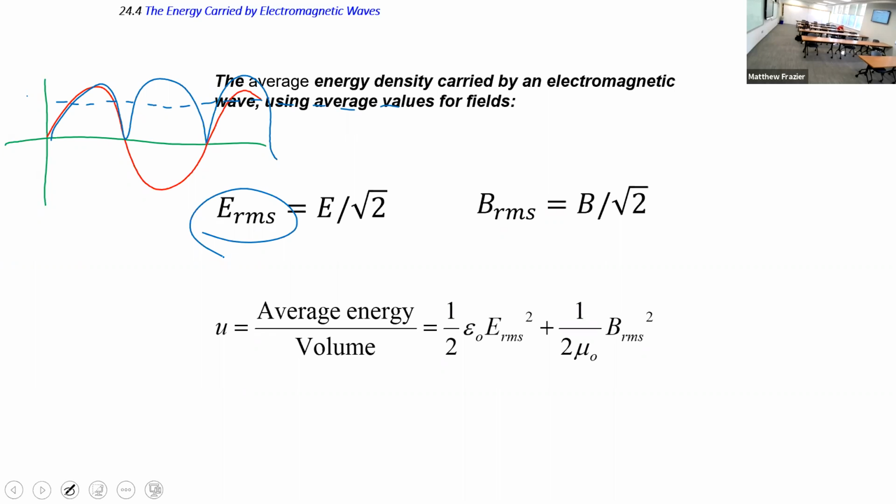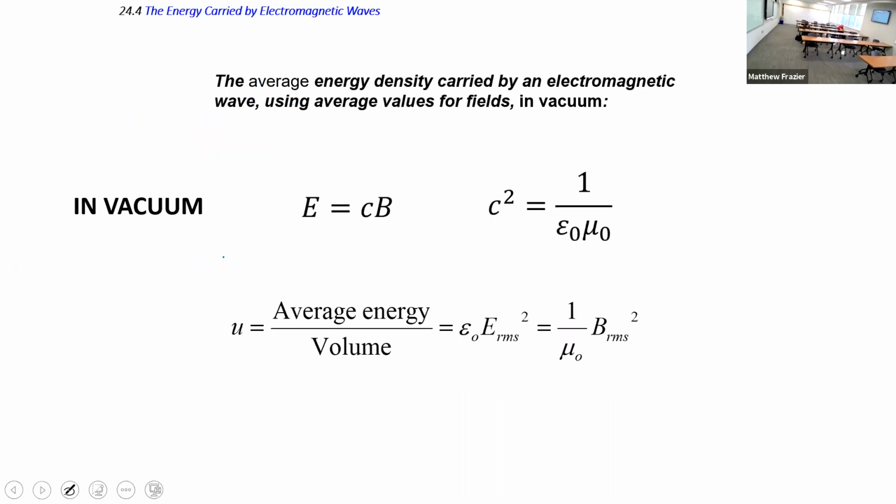A lot of times you don't have to worry too much about this, because we're always going to state the average energy. We're not going to state the peak energy, or we're going to state the average field, not the peak field. So you're always going to be working usually with the average energy. And so it looks like this function. And then we can go one more step. If we're in vacuum, this relation will hold. I give that without any proof.